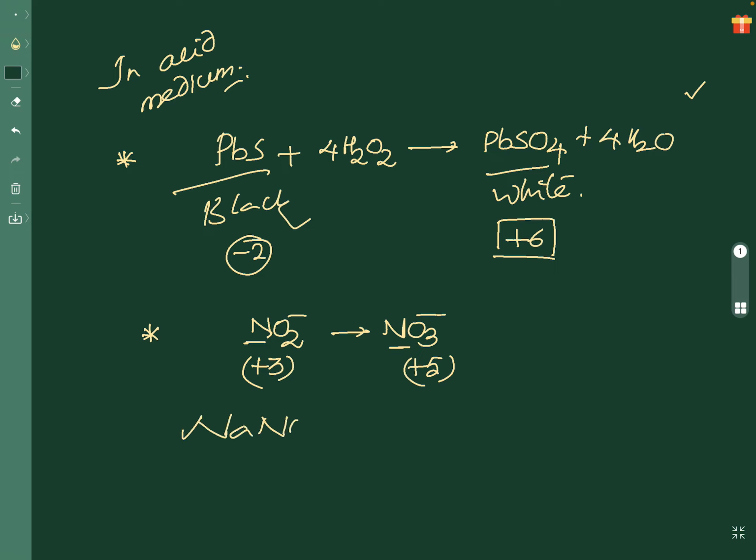For example, NaNO2 plus H2O2 gives NaNO3 plus H2O. Very simple reaction. Black color lead sulfide to white color lead sulfate. Sodium nitrite to sodium nitrate. Nitrite salts are converted to nitrates. Similarly, you can expect it for sulfites also. Sulfites, SO3 2-, are converted to SO4 2-, sulfates, where the oxidation state of sulfur changes from +4 to +6.